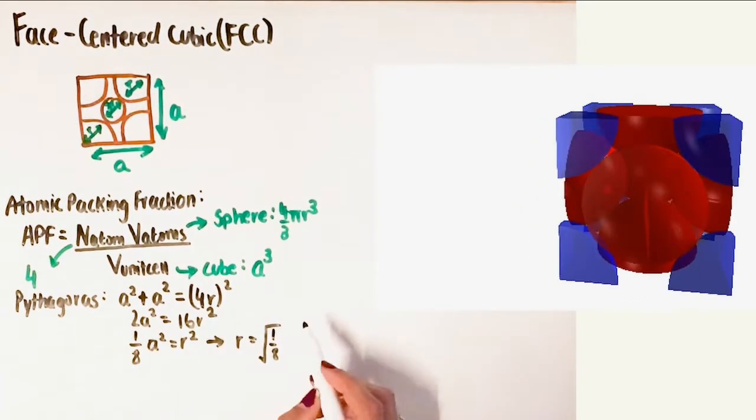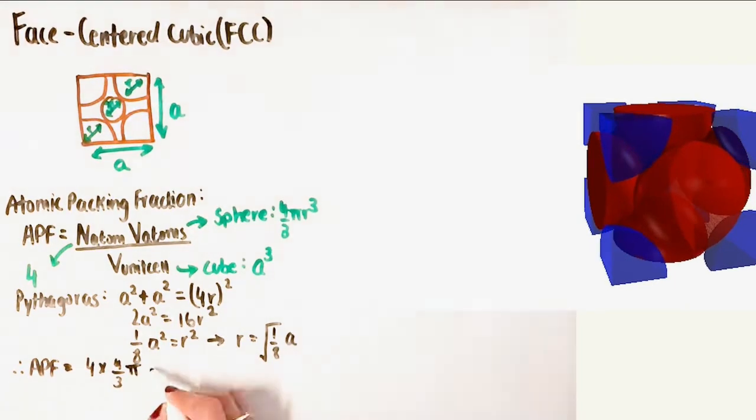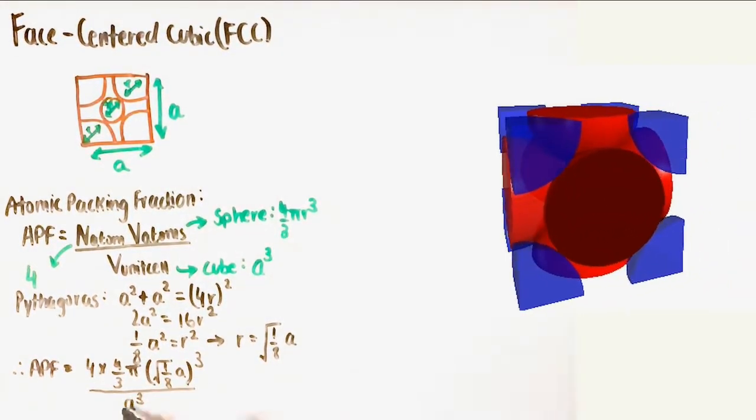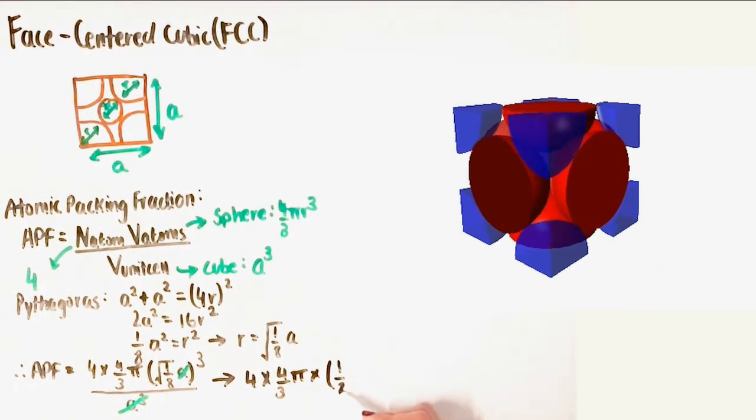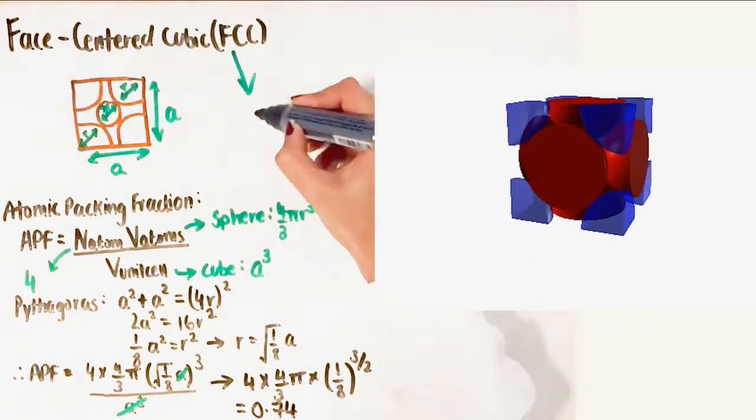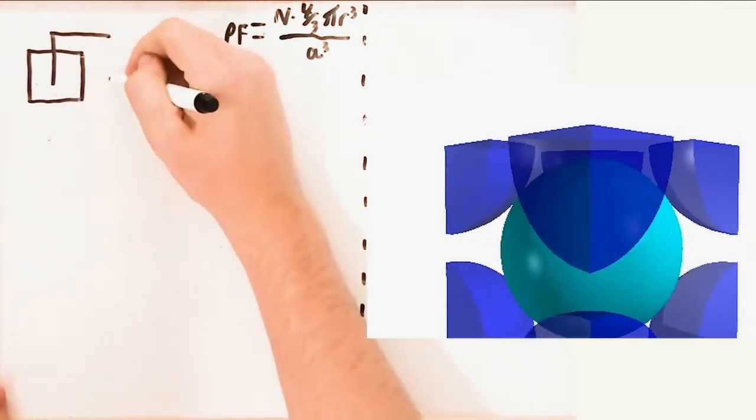With a little bit of rearrangement, we see that r is equal to the square root of 1 over 8 multiplied by A. Now the APF is such that the A cubed from the numerator and denominator cancel each other, leaving us an equation with all constants, equating to 0.74, which is the atomic packing fraction of a face-centered cubic structure. Formula as before. Let's finally look at the body-centered cube.